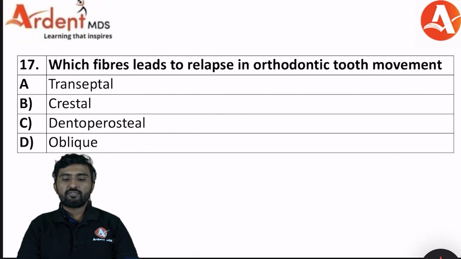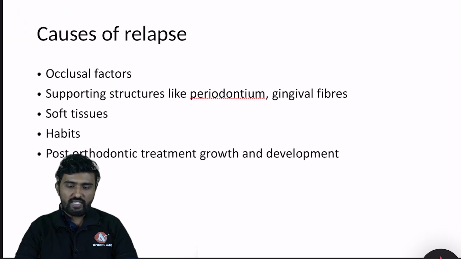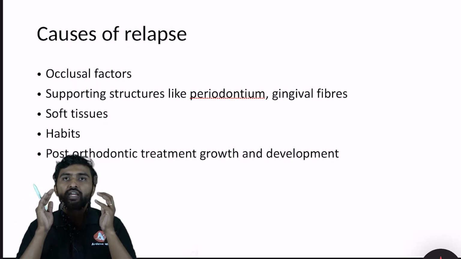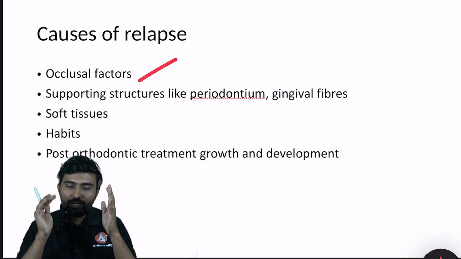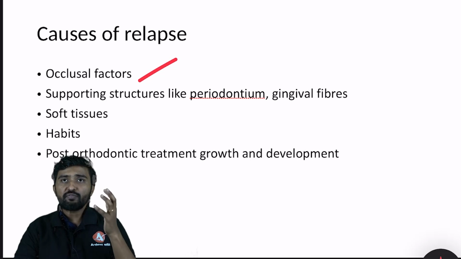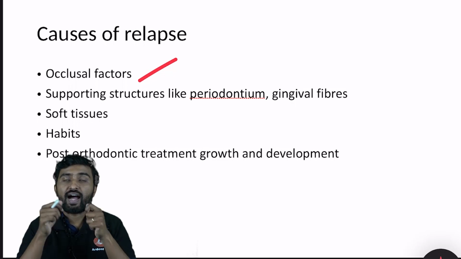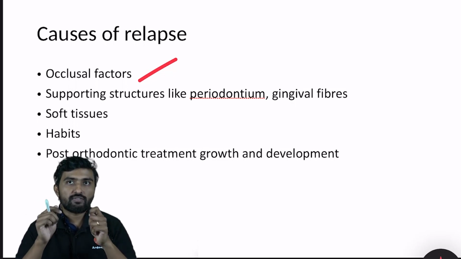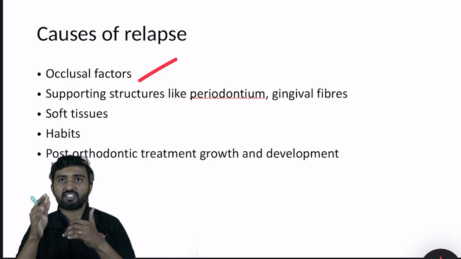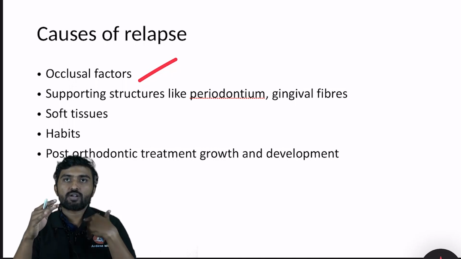Now the last question: which fibers lead to relapse in orthodontic tooth movement? We have a mixture of fibers, gingival and periodontal fibers. Before that, let us take a brief look at the etiology of relapse. It can be occlusal factors, or it can be due to supporting structures like the periodontium, gingival fibers, or disharmony of soft tissue, or a habit that is uncorrected. Habit is also one of the etiologies of malocclusion that has to be addressed first in certain cases. If the patient has retained habits, that might also cause relapse.